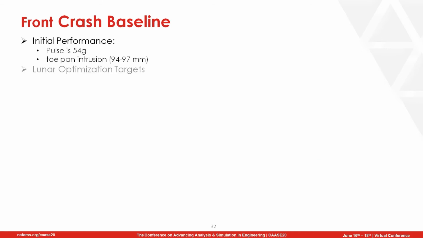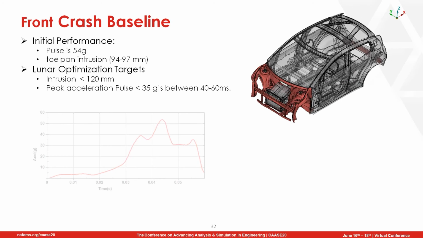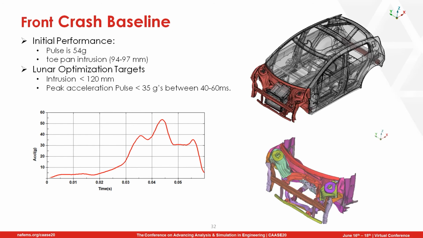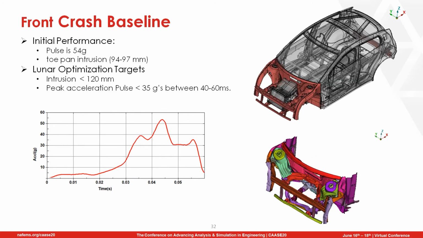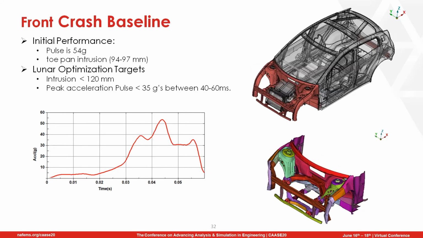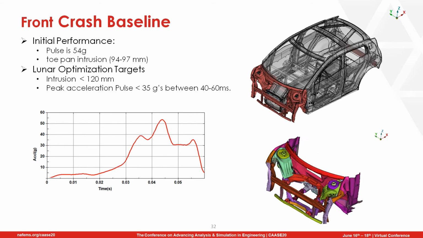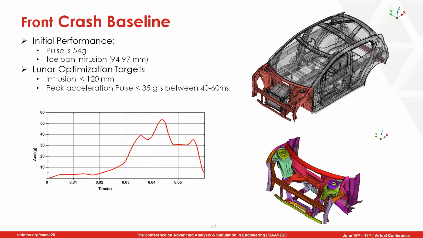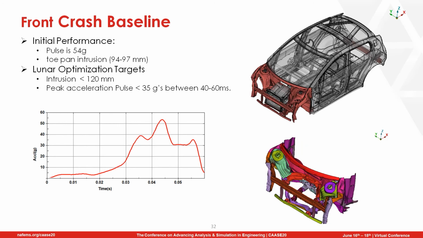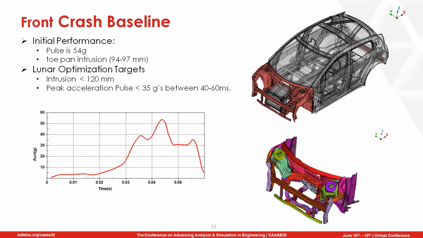Here we are looking at the baseline that we are going to optimize with Lunar. We have a pulse of 54 Gs in about 40 to 50 milliseconds, which is pretty high. We picked just one run of the optimization process. Intentionally, we picked one of the runs that gave a very high pulse, so we can see what Lunar can do with that, and the target of 120 millimeters dash intrusion. And our target was basically 35 Gs, which hopefully gives us a 5-star rating within the 40 to 60 milliseconds.